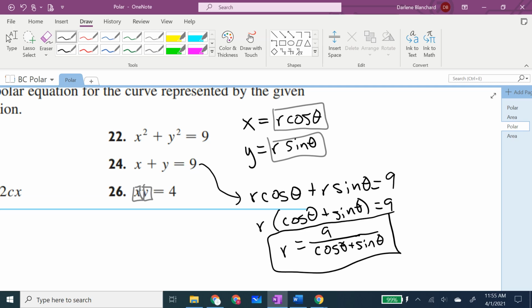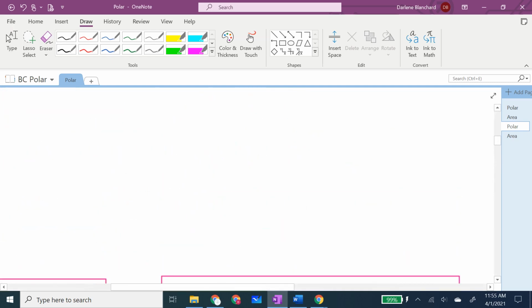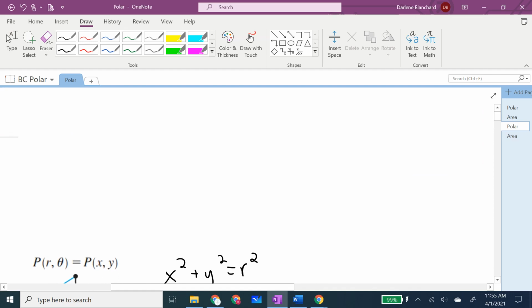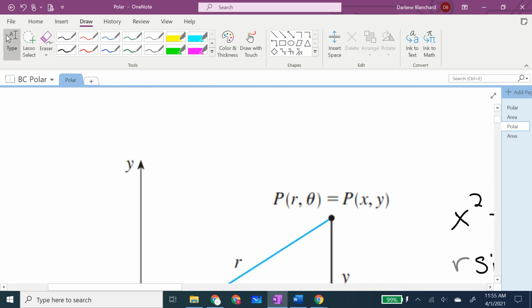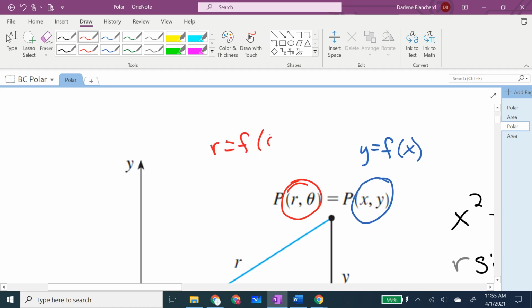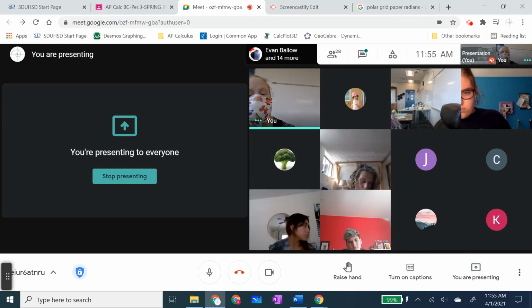Before I forget to say something, I'm going to come back over here because I need to point something out that is truly frustrating. When we are dealing with functions in terms of x and y, y is always the output where x is the input. Polar, theta is the input.